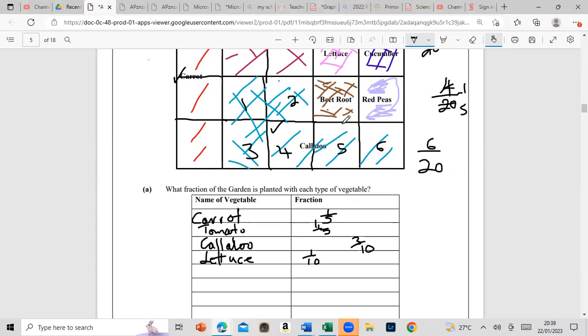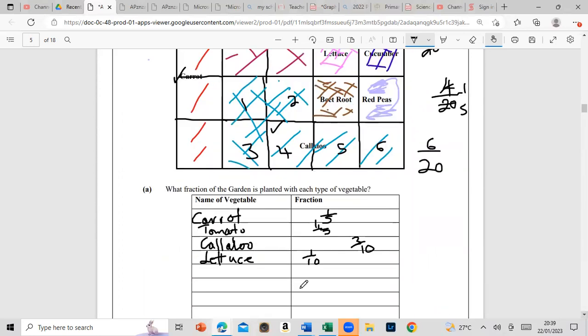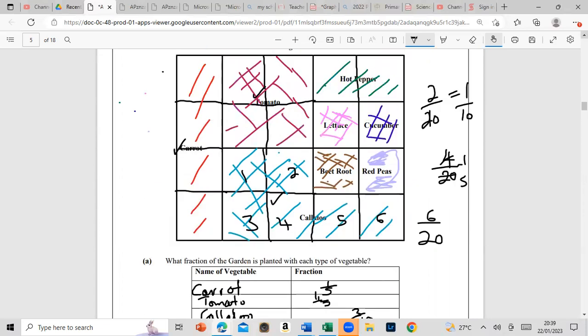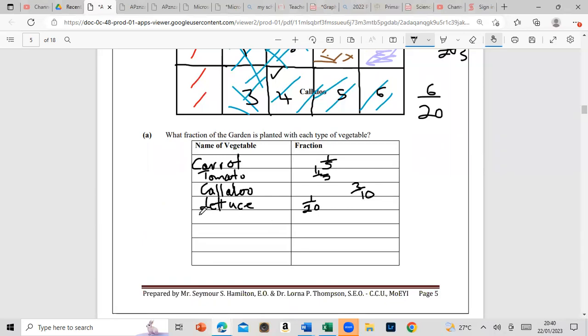Alright, and the rest now. The cucumber, 1 each. That was supposed to be the hot pepper. Let me just change that. I was actually looking at the tomato. Not the tomato, the hot pepper, guys. Hot pepper is 2, so that will be 1 over 10. Alright, so let me just adjust that.